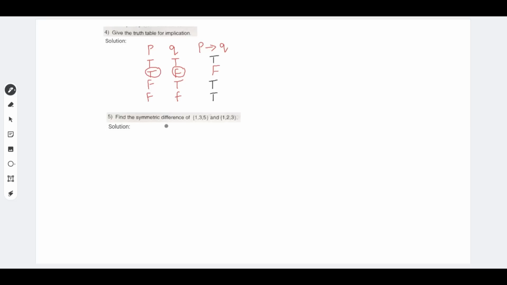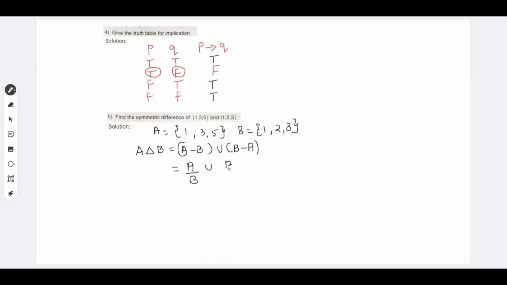Then the fifth question is, find the symmetric difference of the given sets 1, 3, 5 and 1, 2, 3. So here A is 1, 3, 5 and B is 1, 2, 3. We need to find the symmetric difference. Symmetric difference of A and B is given as A minus B union B minus A. This is the formula to find the symmetric difference. A minus B is A by B, and B minus A is B by A.